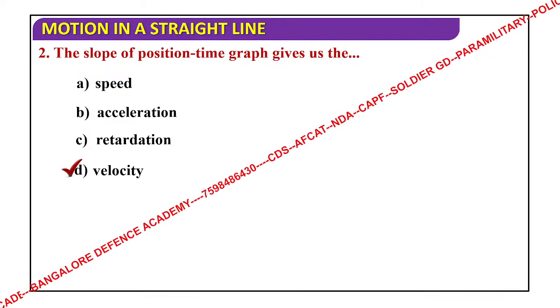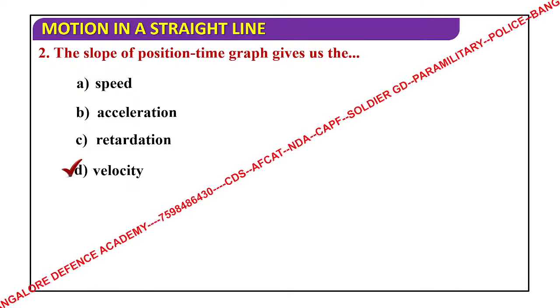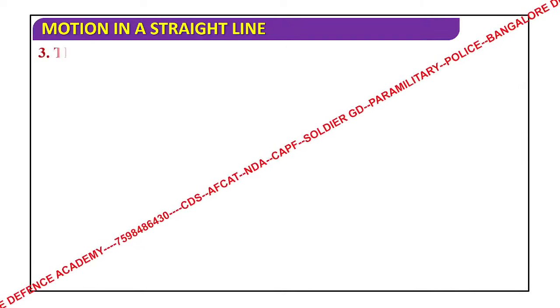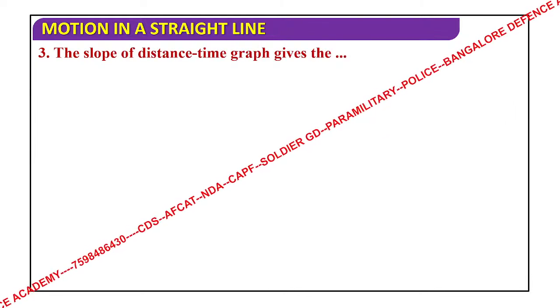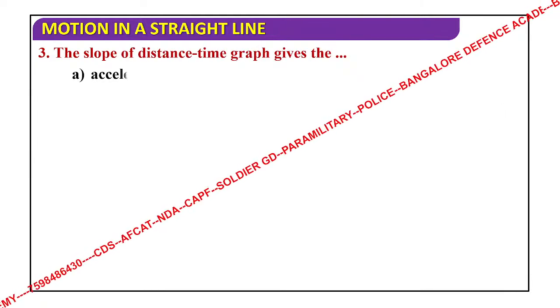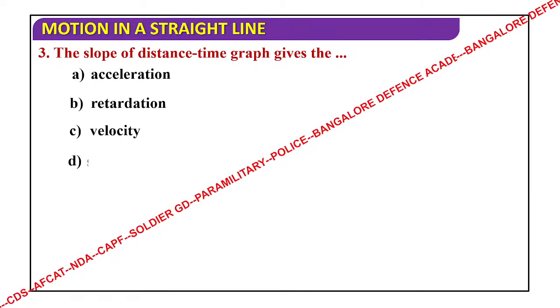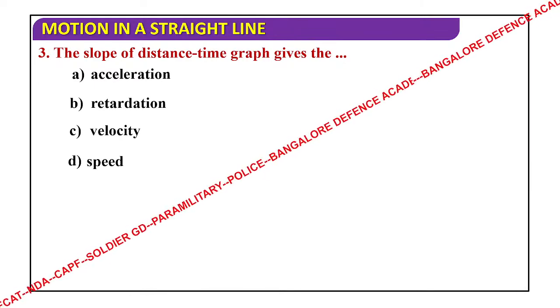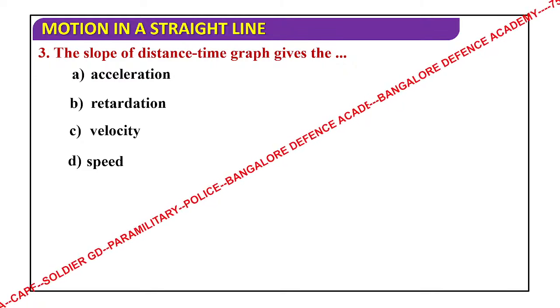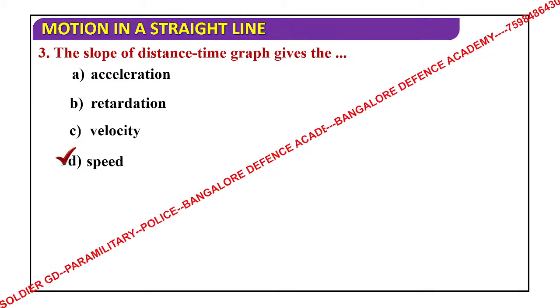The answer is velocity. Next, the slope of distance time graph gives the acceleration, retardation, velocity or speed. So what does it give you? Distance time graph gives you the speed.